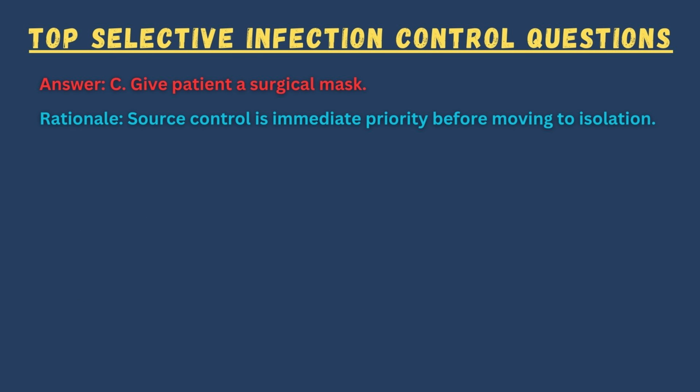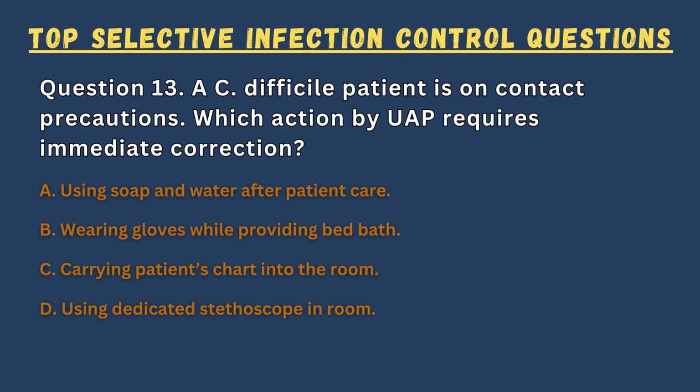Answer C. Give patient a surgical mask. Rationale: source control is immediate priority before moving to isolation. Question 13. A C. difficile patient is on contact precautions. Which action by UAP requires immediate correction?